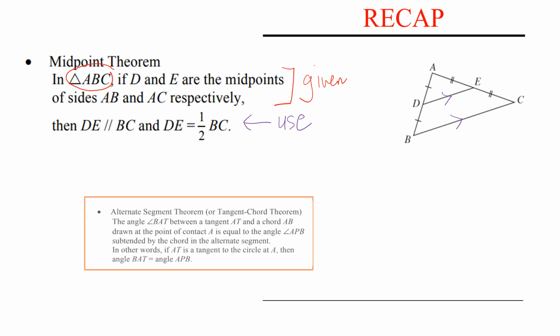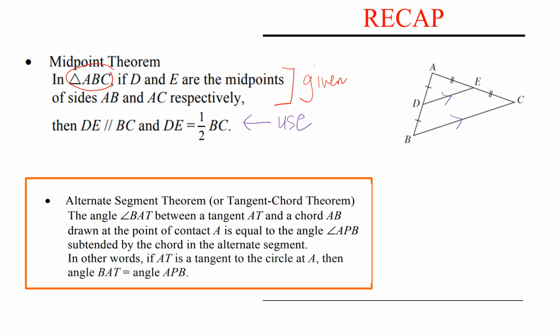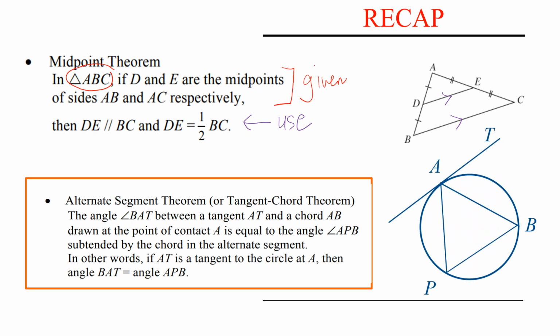The other theorem that we need to know very well is the alternate segment theorem. And this is what it means if you have a tangent line, AT. A tangent line is a line that touches the circumference at only one point. So in this case, it touches the circumference at point A. And if you have a triangle, you just make sure that all the points A, P, B are touching the circumference of the circle. And this particular angle, BAT, is equal to APB.